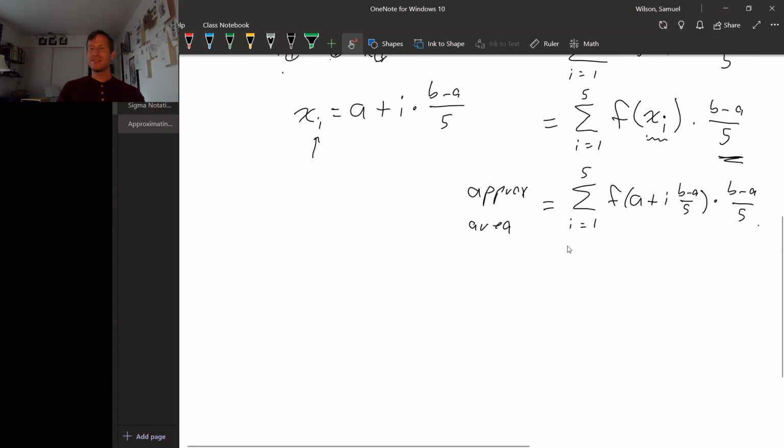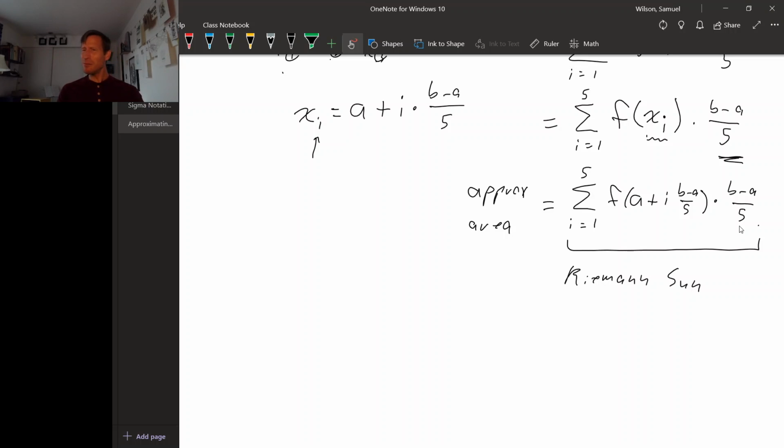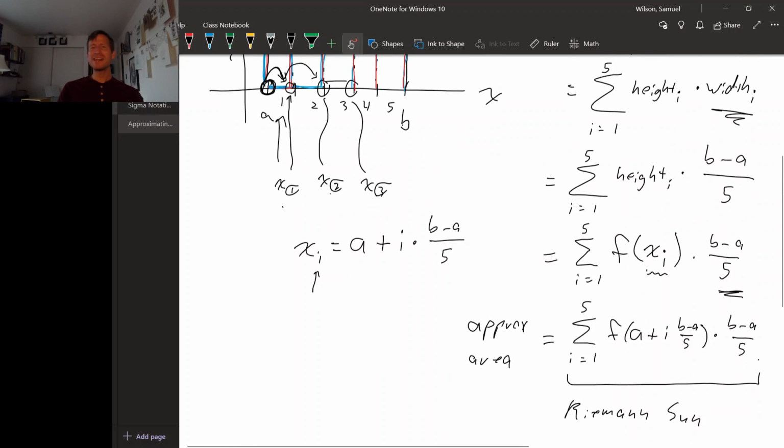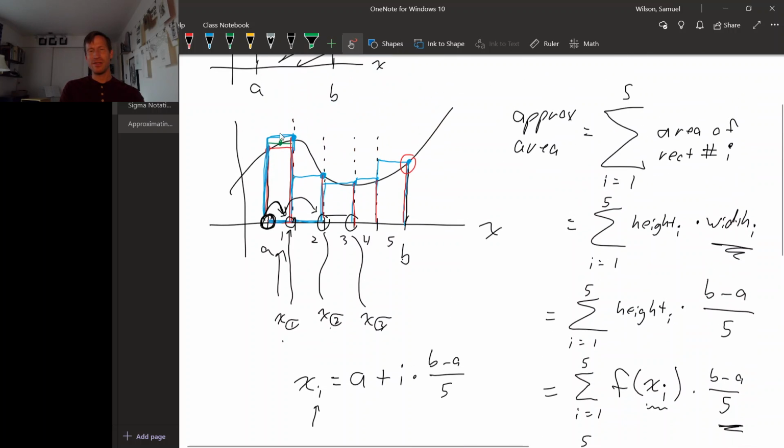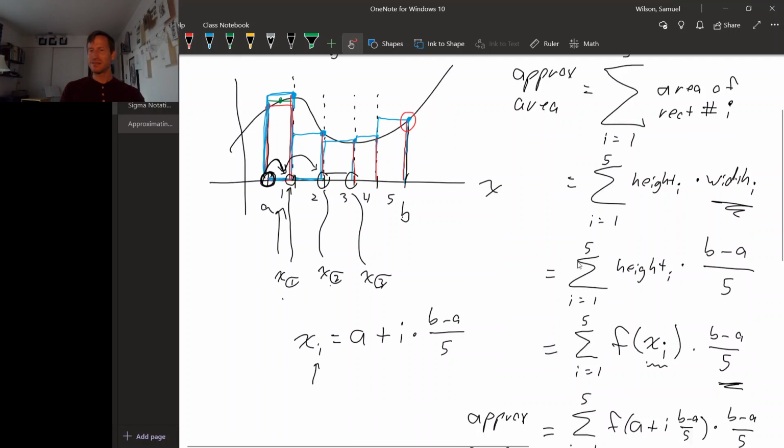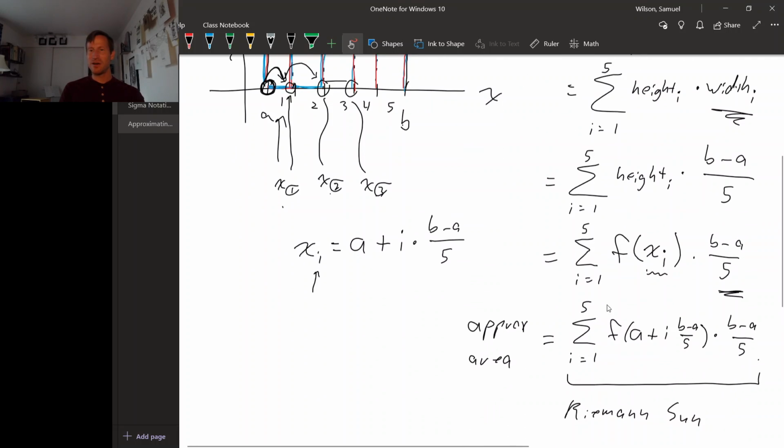Now this expression for the approximate area under the graph, this is called a Riemann sum. And it looks complicated, but remember, it's just writing down the area of each rectangle that sits under the graph like this. So it's the sum of all the areas, so it's a sigma. This piece here is the height, and then this piece here is the width. So it's just the area of a rectangle.